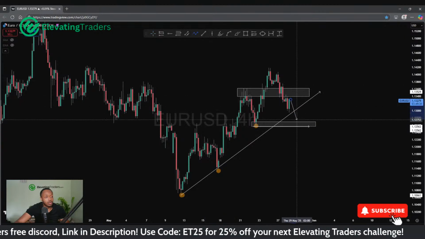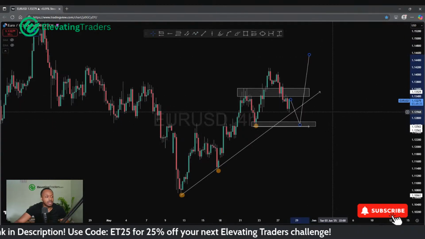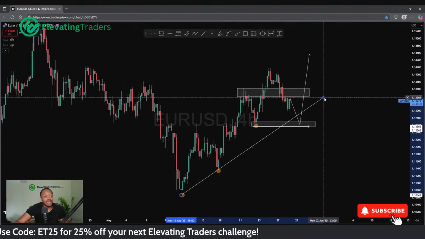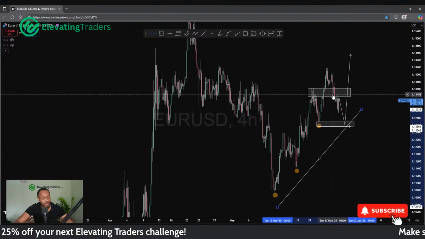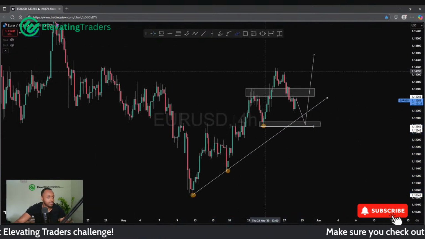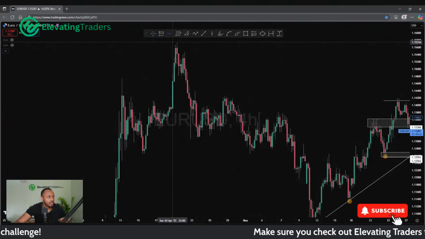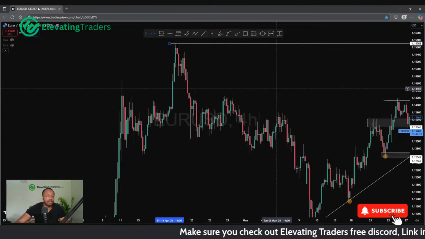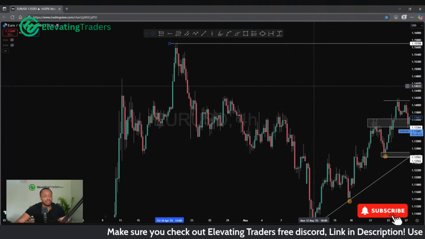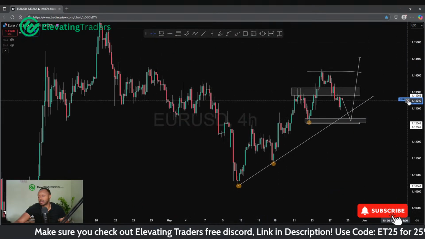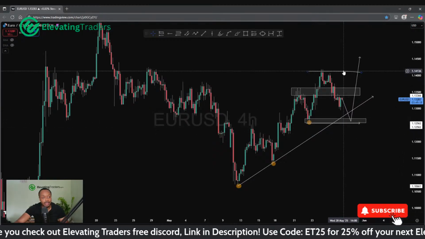We might even double bottom there before continuing. I'll keep an eye on that as well. But yeah, still very bullish on Euro, still looking for price to climb back to highs and eventually go and hit these swing highs up there, 157, sorry. So that's still the expectation with Euro USD.